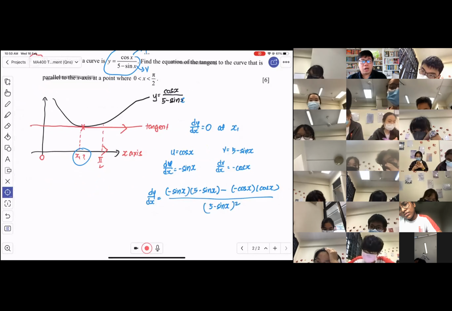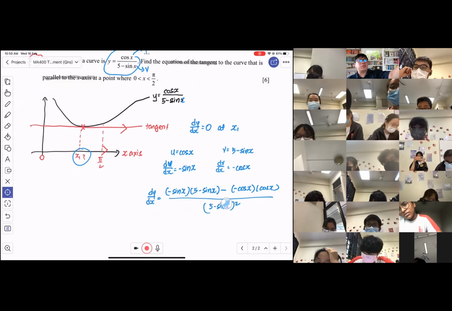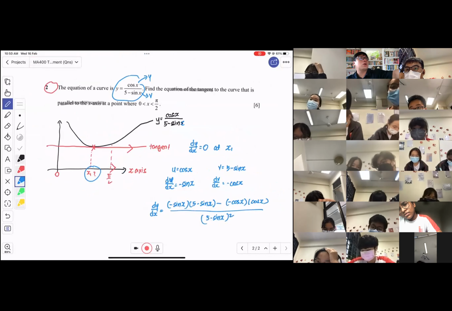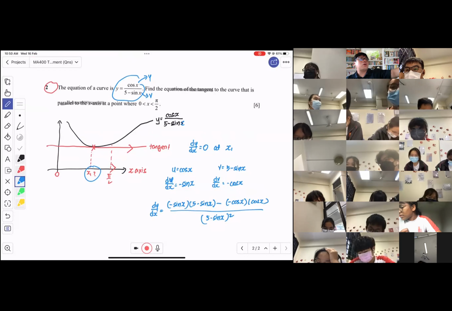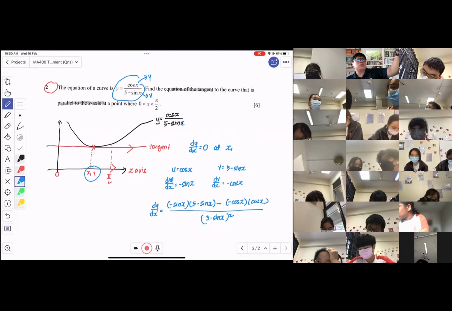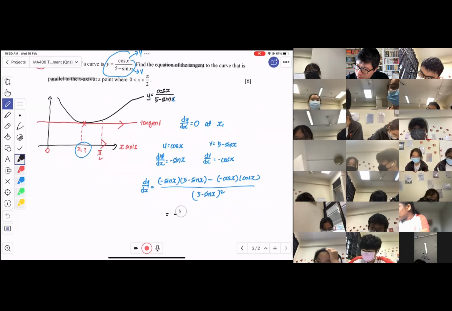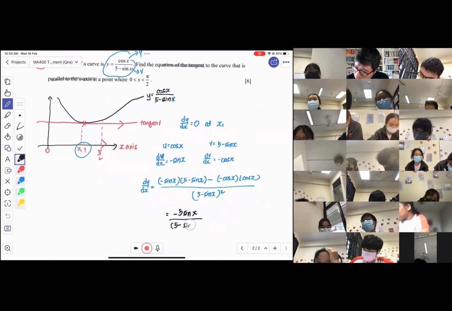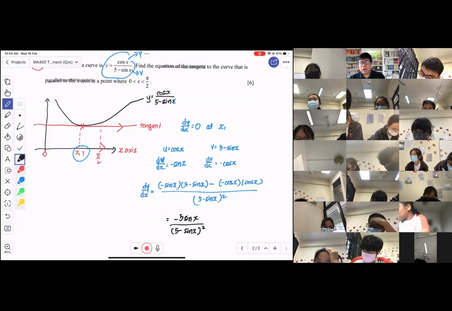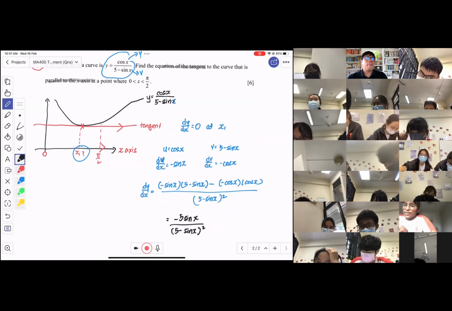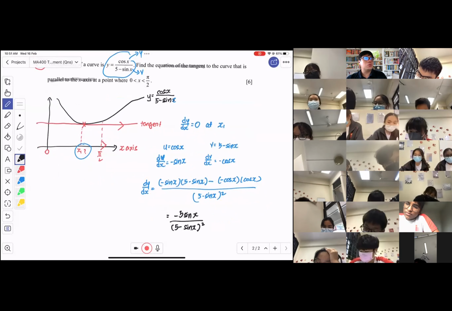Okay, I don't need to be bothered about how pretty it looks, but eventually this should simplify to, let me see, this is question 2. Just give me a sec, let me pull out the fast answer. The final answer you should get is negative 5 sine x over (5 minus sine x) squared. So that is the gradient function, and you're supposed to equate it to 0.